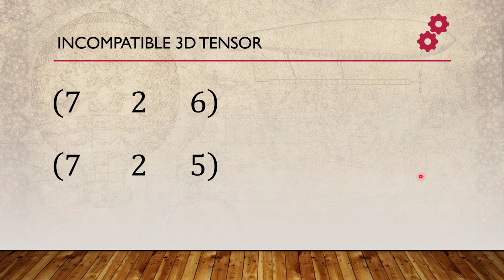Okay, now let's talk about an incompatible 3D tensor. If you see it over here, for the 0th dimension they are matching, for the first dimension they are also matching, but for the second dimension they are not matching, and neither of them is 1 either. That means these two tensors cannot be broadcasted. So it is an incompatible tensor pair over here.